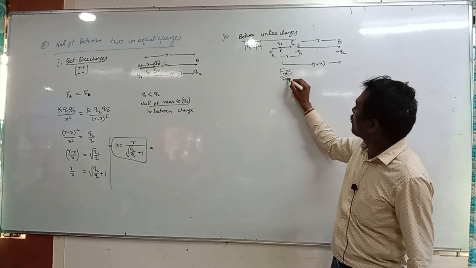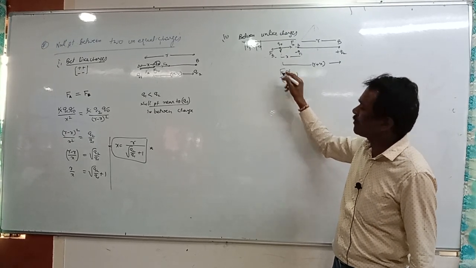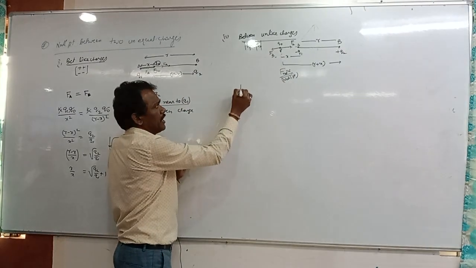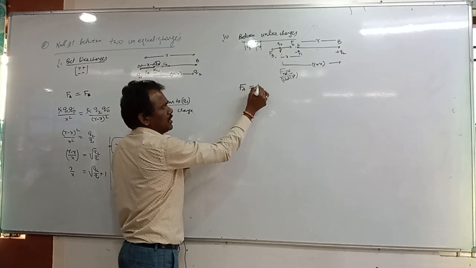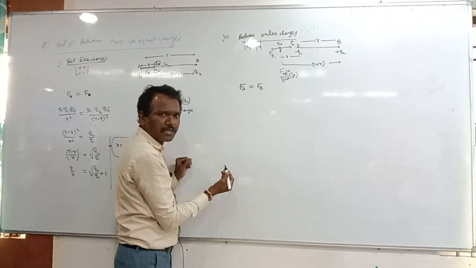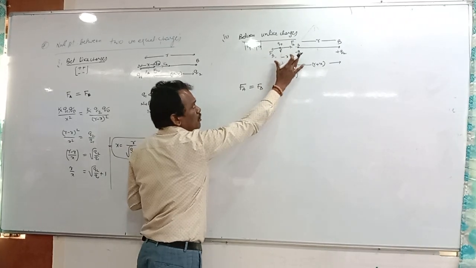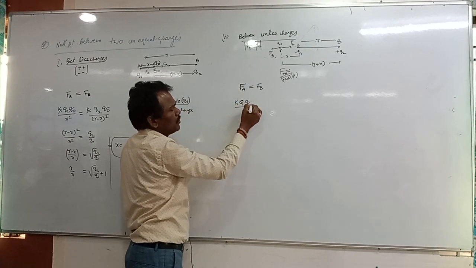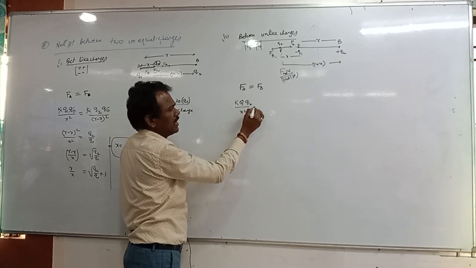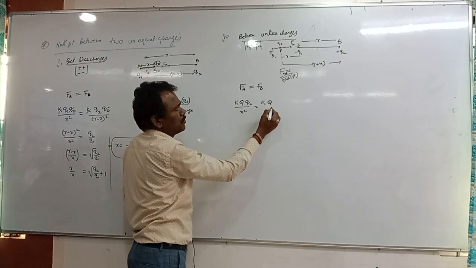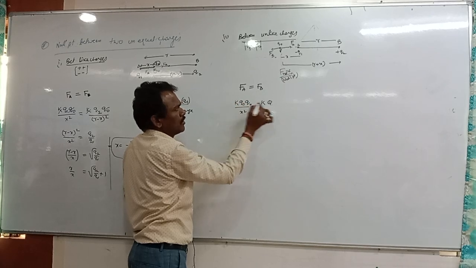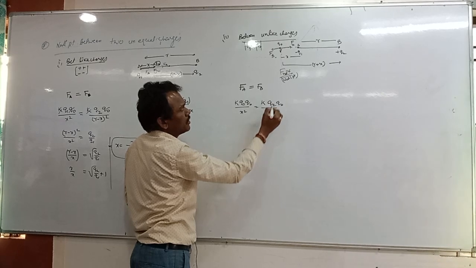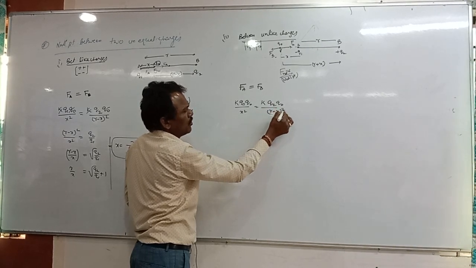Then it is a null point, we are saying. So net force is equal to 0, which means F_A is equal to F_B. Same. F_A is equal to K q0 q1 divided by x square, which is equal to K q0 q2 divided by (r plus x) whole square.